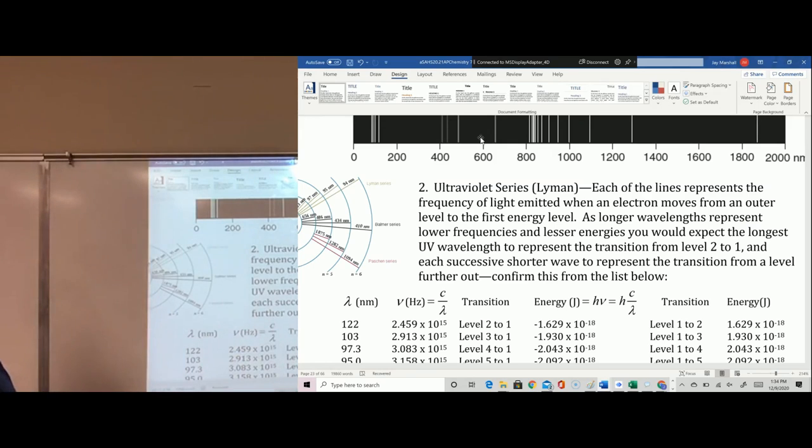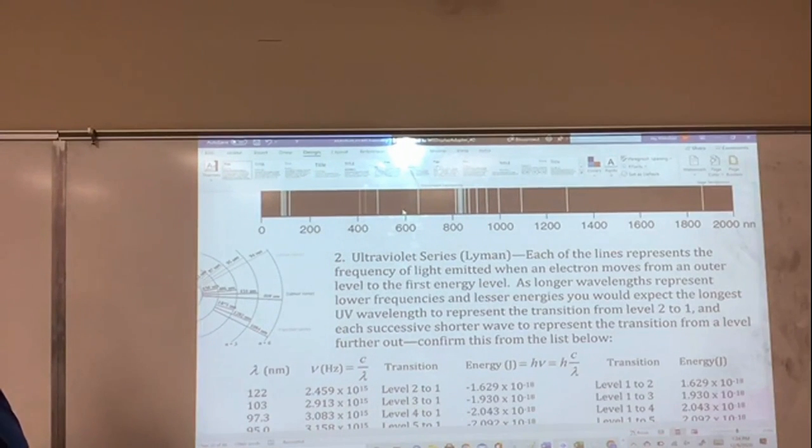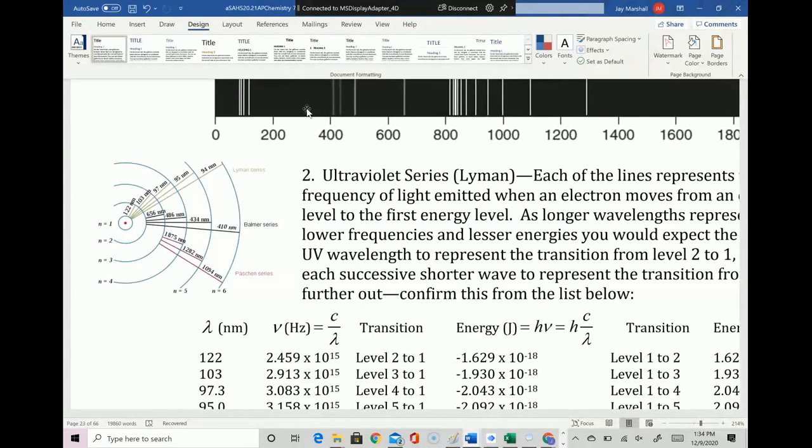Each of the lines represents the frequency of light emitted when an electron moves from an outer level to the first energy level. Okay, so if I have electrons falling from an outer level to my lowest or my ground state energy level, I'm always going to get ultraviolet radiation. That's going to be the longest drop, right? This is going to be the longest drop that I have, so I'm going to get the most energy, and it's going to have the highest frequency or the lowest wavelengths.